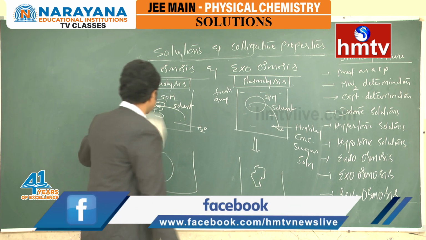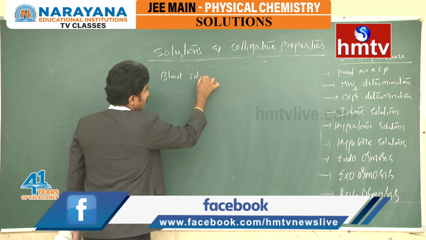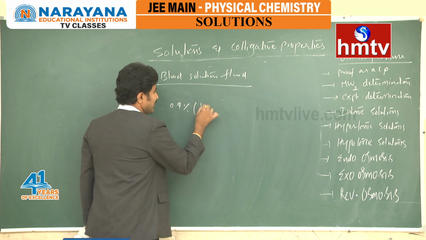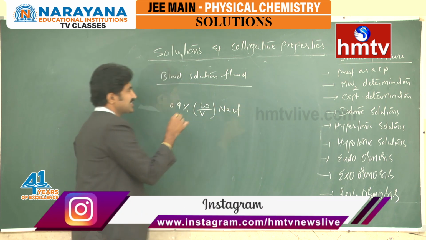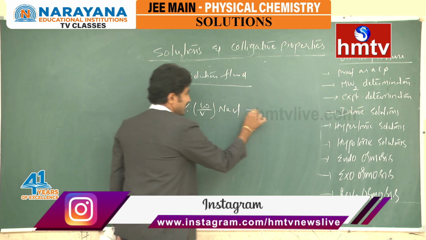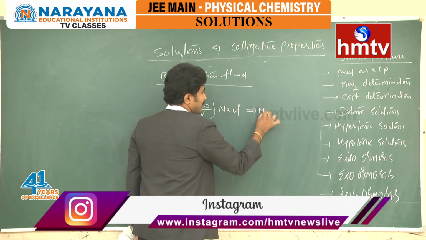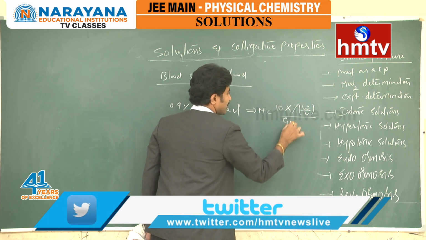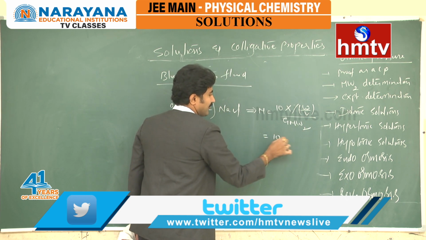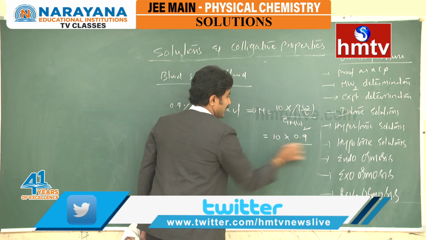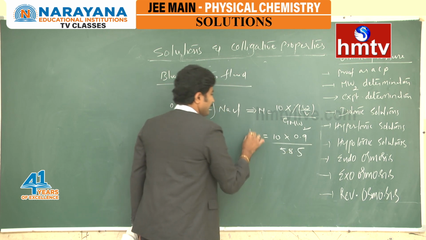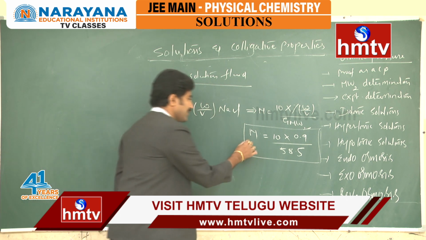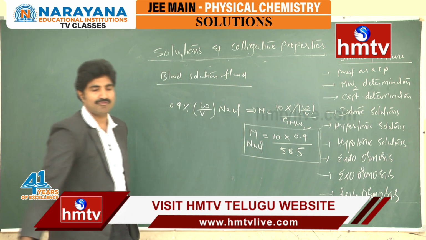In the human body, the fluid is like a saline water concentration only. What is that? Blood solution fluid. The blood solution fluid in the human body has 0.9% weight by volume NaCl. Molarity equals 10 times the percentage weight by volume divided by the molecular weight of the solute. If you simplify this, it is 10 into 0.9 by 58.5. This is the molar concentration of NaCl present in the blood cell fluid.